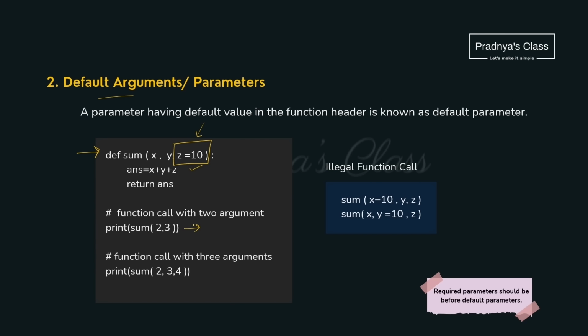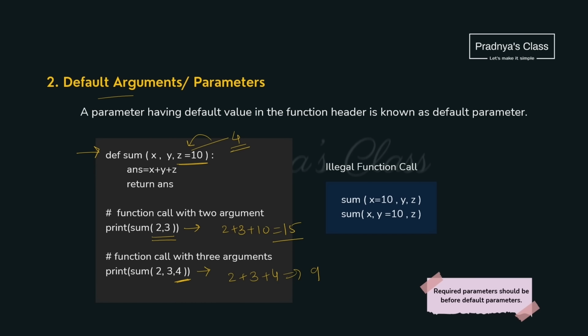So tell me, what will be the result? If we pass only two values, the third value will get considered, z equals to 10. It means we will be adding 2 plus 3 plus 10. We will get 15. What about this function call? We are passing 4 here. It means the value of z will be 4. So the result will be 2 plus 3 plus 4.